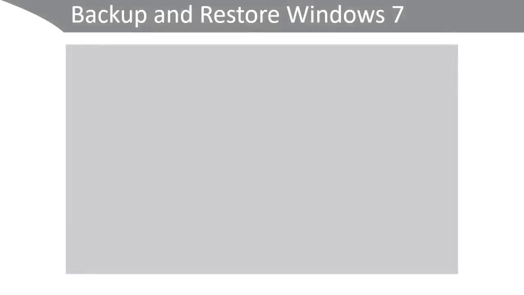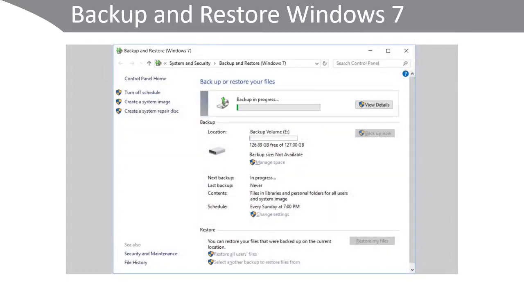One of the recovery tools you can use is Backup and Restore for Windows 7. As the name suggests, this is an older tool, but nevertheless it enables you to perform a system image backup and to back up either automatically or manually specified files.